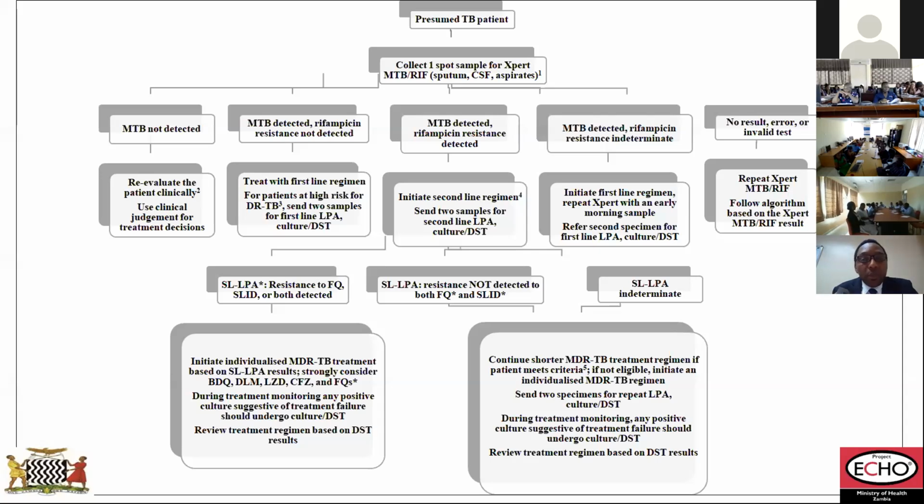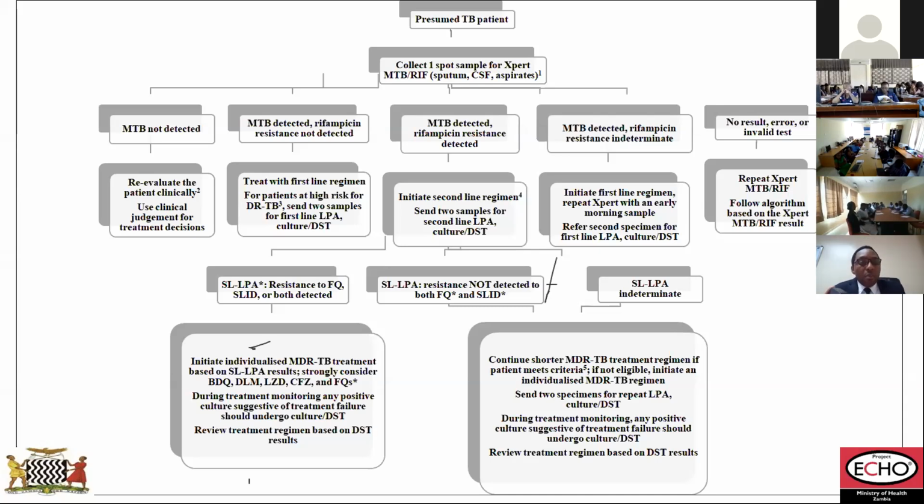In all TB patients, we need to collect at least one specimen, and this specimen should be sent for GeneXpert. In settings where you don't have a GeneXpert, you could subject it to microscopy and collect a second specimen, which you send to a GeneXpert site. But we are trying by all means to facilitate that every facility has a GeneXpert. So that's how you approach.